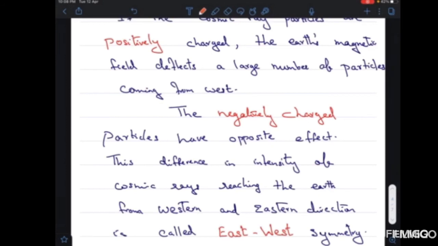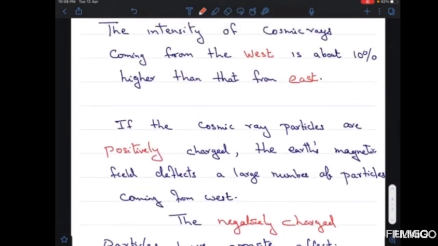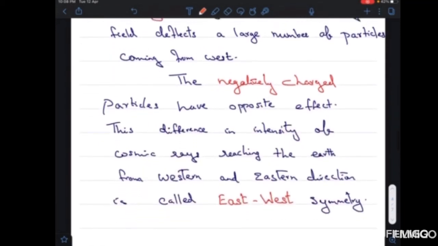So it's very simple. What we have here is that the cosmic rays coming from the west are about 10% higher than those from the east. And those cosmic rays coming from the west, if positively charged, will be deflected. If they are negatively charged particles, they will be attracted. So this difference in intensity of cosmic rays between the eastern and western direction is known as the east-west asymmetry.